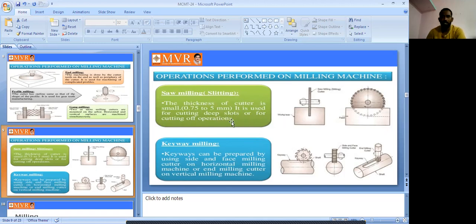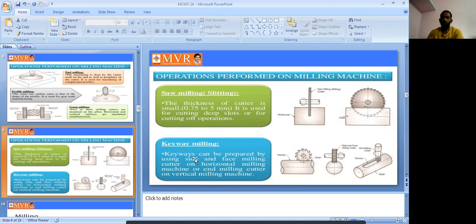It is used for cutting deep slots. So if we want to make deep slots in a cutting operation, we can use saw milling. The thickness of the cutter is very small, 0.75 to 5 mm. So it is majorly used for cutting deep slots or for the cut-off operation. So it is saw milling.